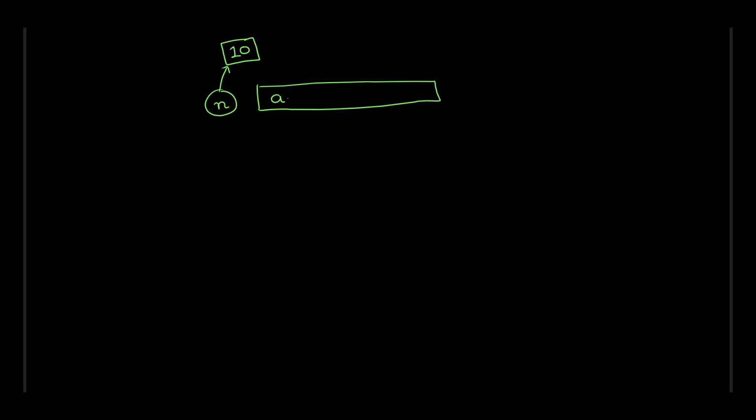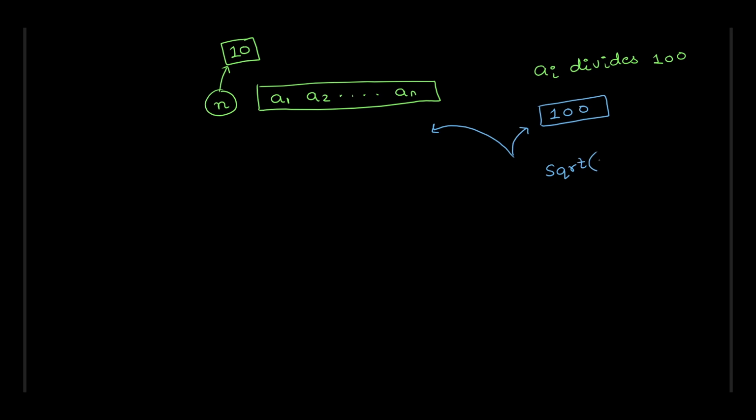And the array elements are a1, a2, up to an, where a_i divides 100. But how many divisors are there for 100? I don't know if the number of divisors will make any difference at all, honestly, but it doesn't hurt to check. Every divisor can be split into two parts, one from the left half of the square root and one from the right half. So the square root of 100 is 10.